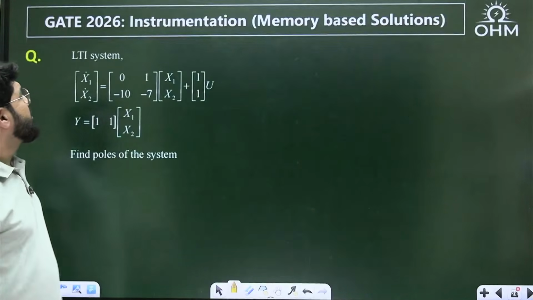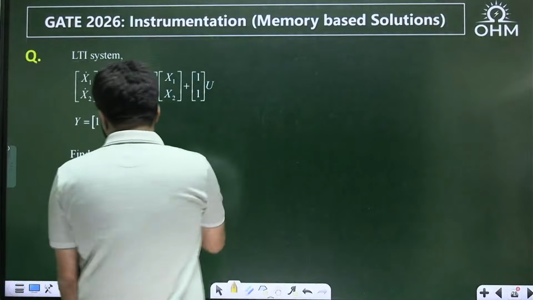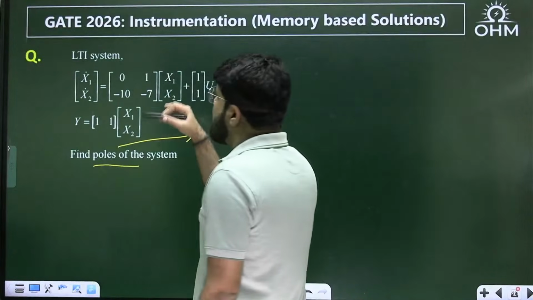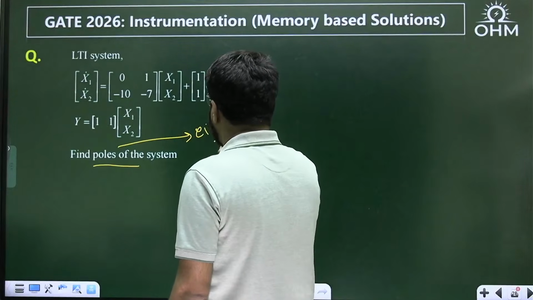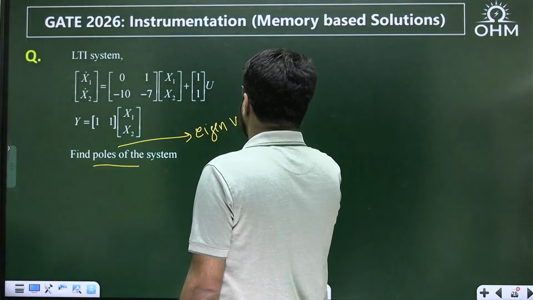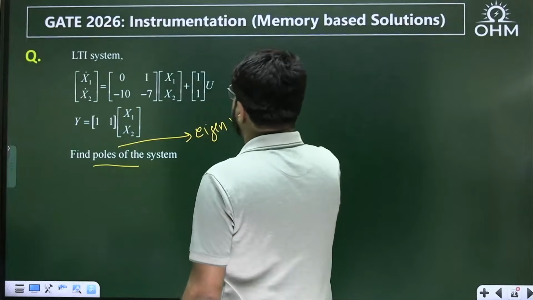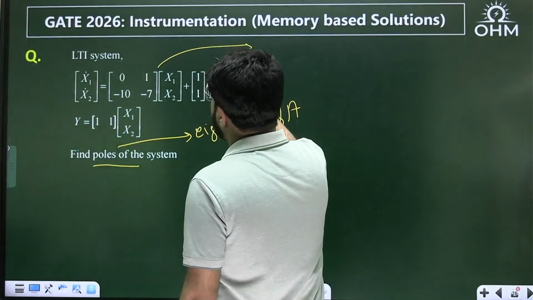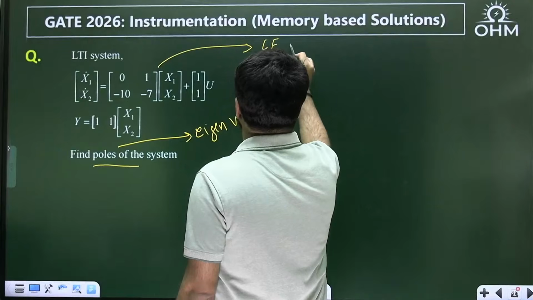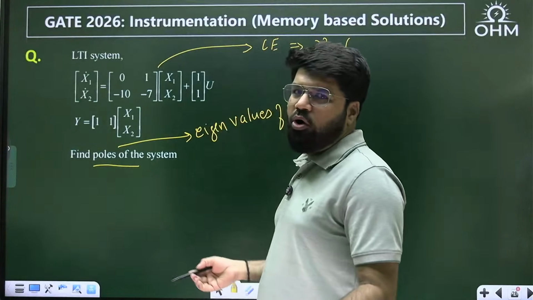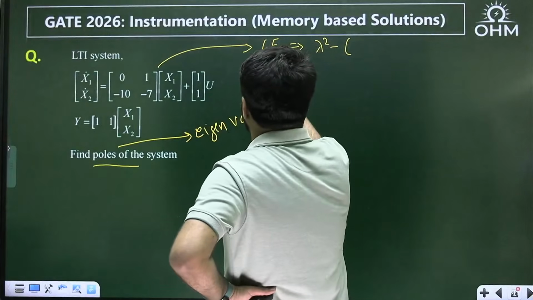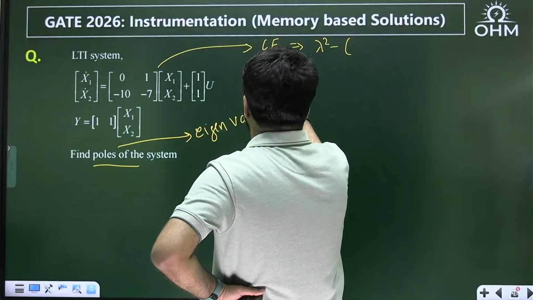What else is there? A system has been given. Do you need to find the poles of the system? Do you need to find the transfer function? Absolutely not. What are poles? Simply, poles are equal to the eigenvalues of the matrix A. For the matrix A, what is the characteristic equation? You can find it by modulus of A minus lambda I equal to 0.